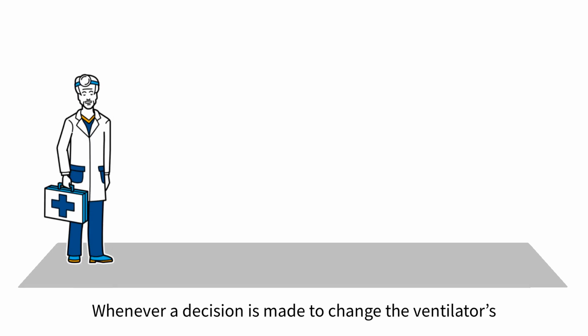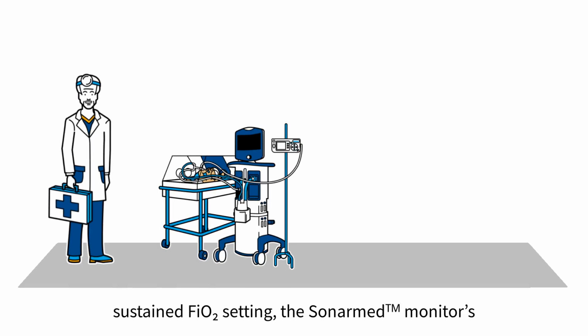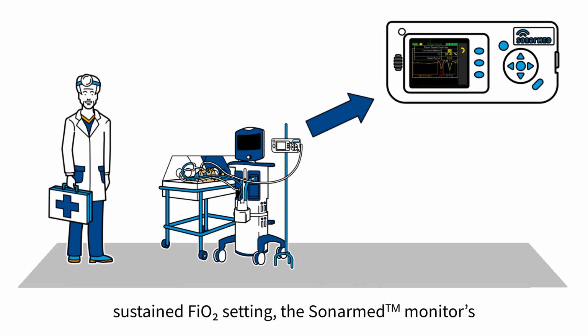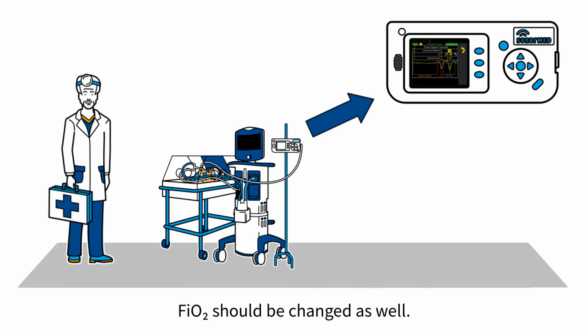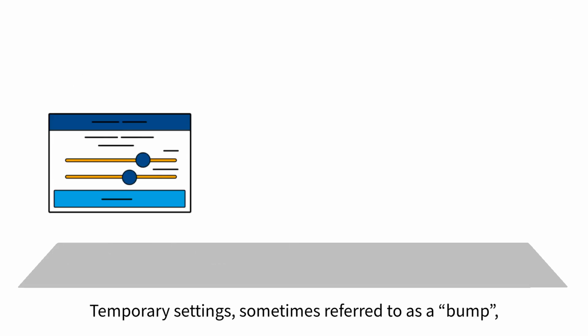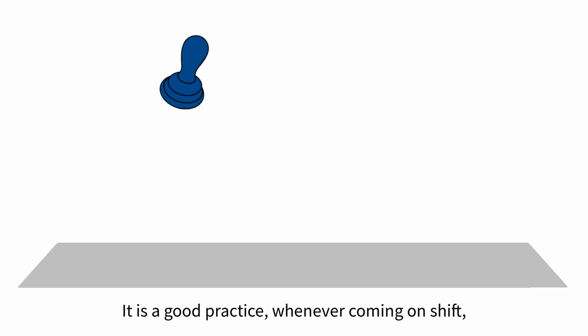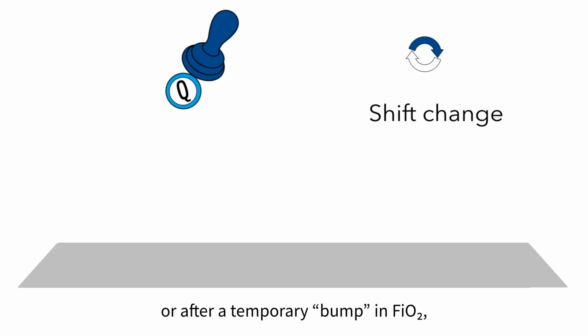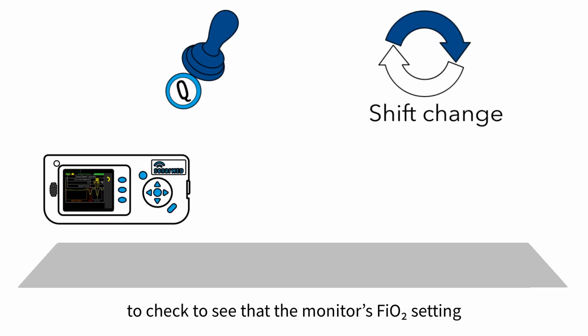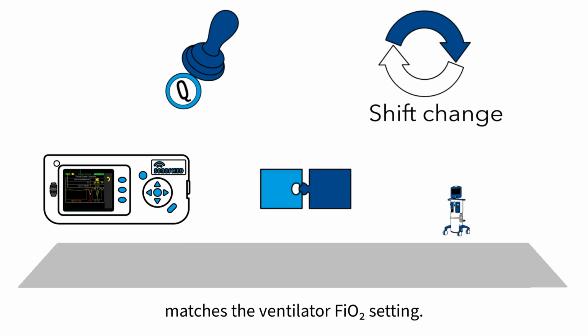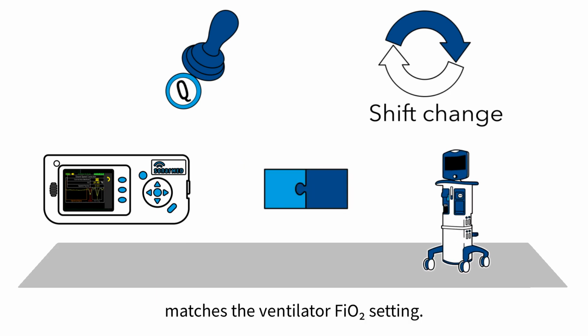Whenever a decision is made to change the ventilator's sustained FiO2 setting, the SonarMed's monitor FiO2 should be changed as well. Temporary settings, sometimes referred to as a bump, do not require the monitor FiO2 setting to be adjusted if it is a short duration. It is good practice whenever coming on shift or after a temporary bump in FiO2 to check to see that the monitor's FiO2 setting matches the ventilator FiO2 setting.